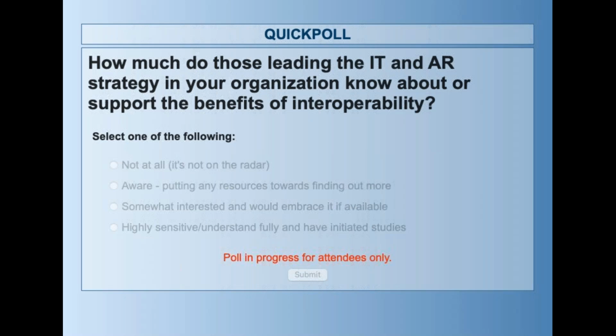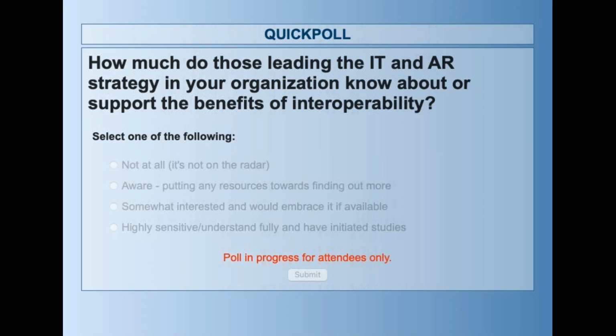It's very interesting. Thanks, everybody. We've got about 40% of people have voted. So now half of you have voted. So if you haven't yet selected one of these, please go ahead and let us know where that IT organization that you're working with is on this scale.